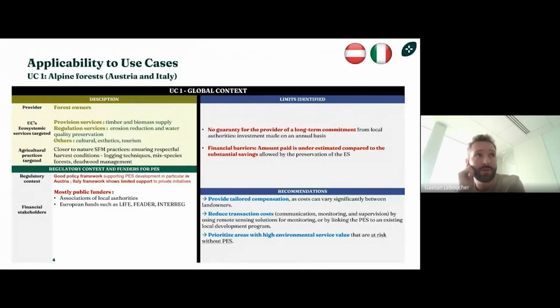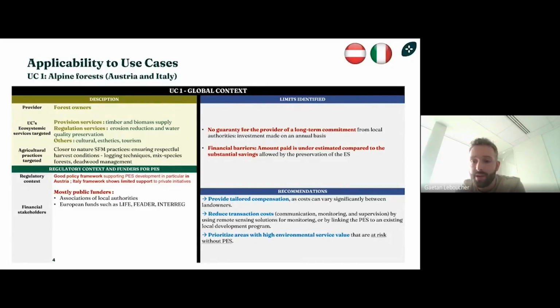So I will not go into too much detail, but the idea is just to say that for the regulatory context in use case 1, we have a good policy framework, especially in Austria. In Italy, the framework is maybe less structured and supports private initiatives less. As a result, the financial stakeholders are mostly public funders, like associations of local authorities or European funds, such as the Life funds, FEDER or Interreg.